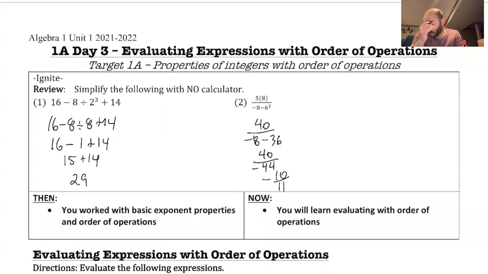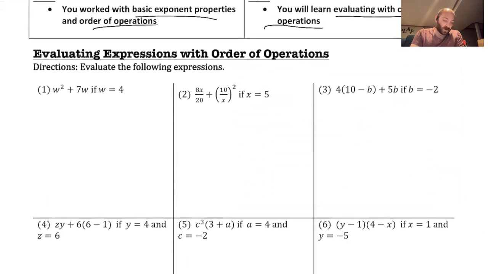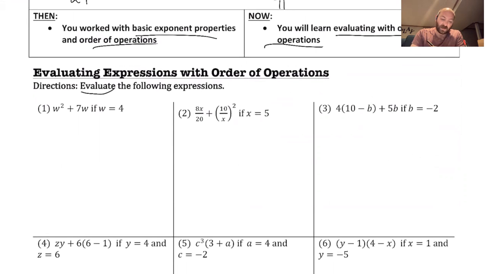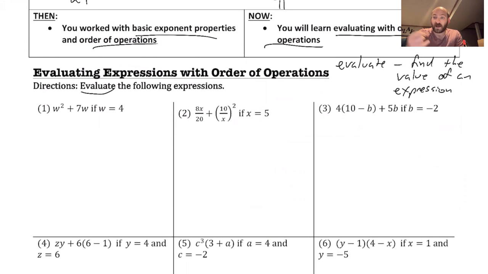As a reminder, what we covered on the last video, we did basic exponent properties and order of operations. We're going to take that one step further and look at evaluating with our order of operations now. So what does it mean to evaluate? Okay. So right here, we're going to want to evaluate. That word right there is pretty key. Evaluate is to, I don't want to say solve. We're going to say that we're going to find the value of an expression. Okay. So we're going to find the value of an expression.